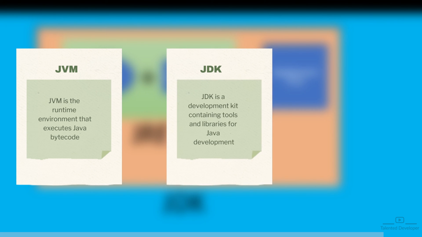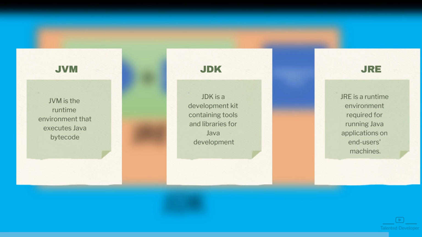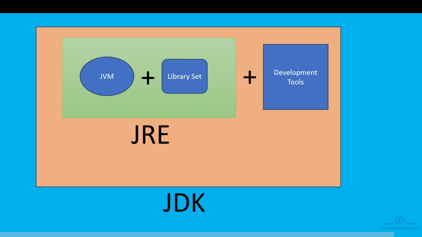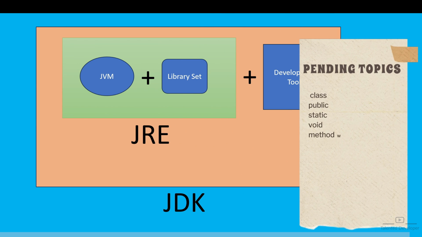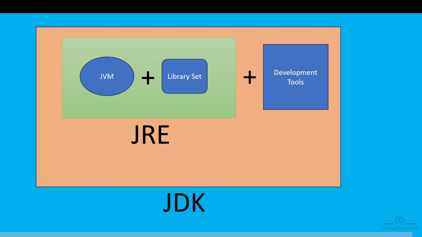So let's recap the components once again. The JVM is the runtime environment that executes Java bytecode, the JDK is the development kit containing the tools and libraries for Java development, and the JRE is the runtime environment required for running Java applications on the end user machine. You can see this diagram here, and we can easily understand. First of all, we learned about the JVM. Once you combine the JVM and a library set, it becomes the JRE. And once you combine the JRE plus development tools, it is treated as the JDK. And there you have it. You understand the architecture of Java, and the mystery of JVM, JDK and JRE has been unraveled.